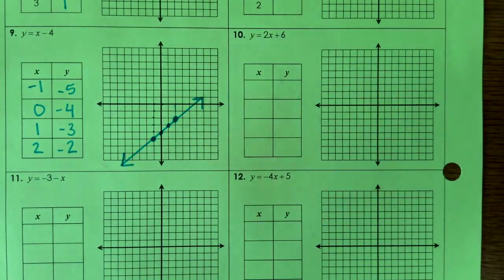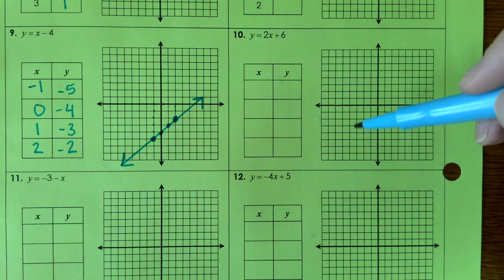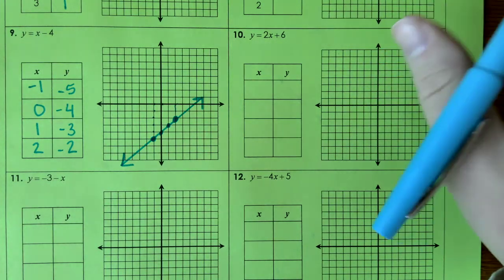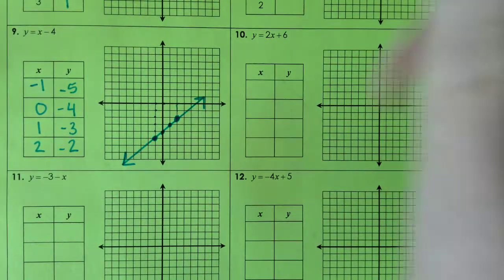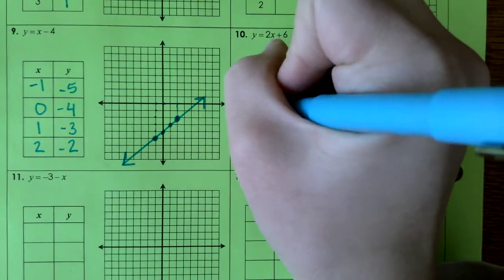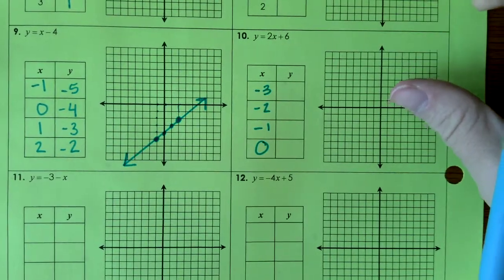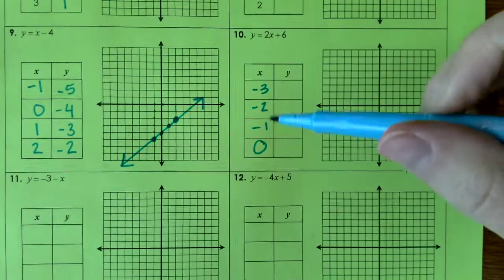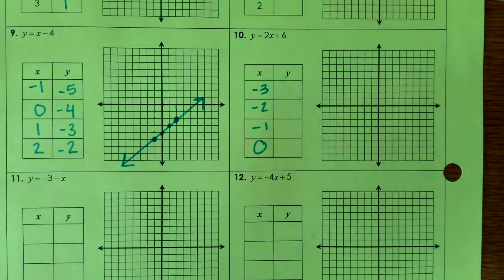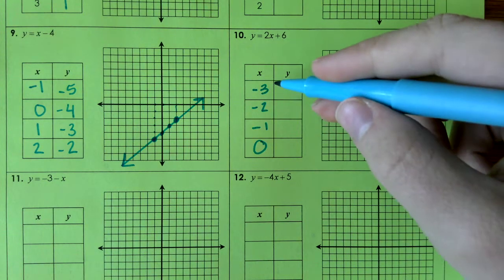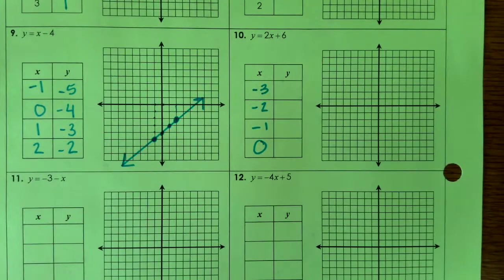So now that we have that done, that's all we're going to do. Well, for number 10, I'm going to choose some different numbers. I am going to choose negative 3, negative 2, negative 1, 0. Again, it doesn't matter which numbers you choose. I just chose these ones because I know it's going to work easy with multiplying by 2 and 6. But you can choose whichever ones. You could use negative 1, 0, 1, and 2 again if you wanted.